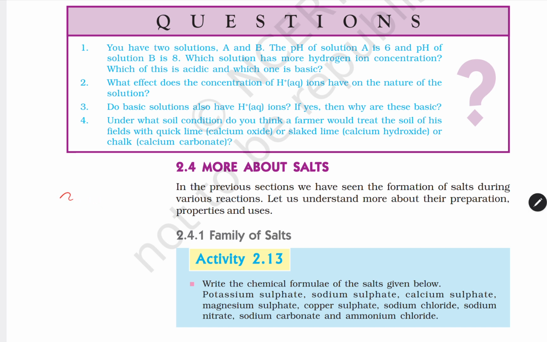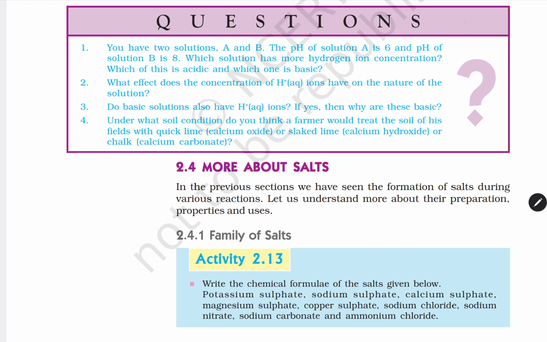For example, first solution A, pH is 6, right? So it has a higher concentration of hydrogen ions, H plus ions, than solution B. Solution B has pH 8, right? Because a lower pH value indicates higher acidity. So solution A has the higher acidity. A is acidic in nature while solution B is basic in nature.